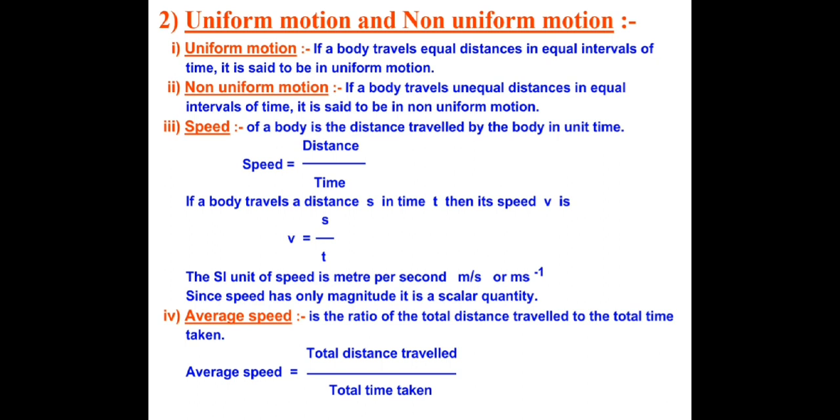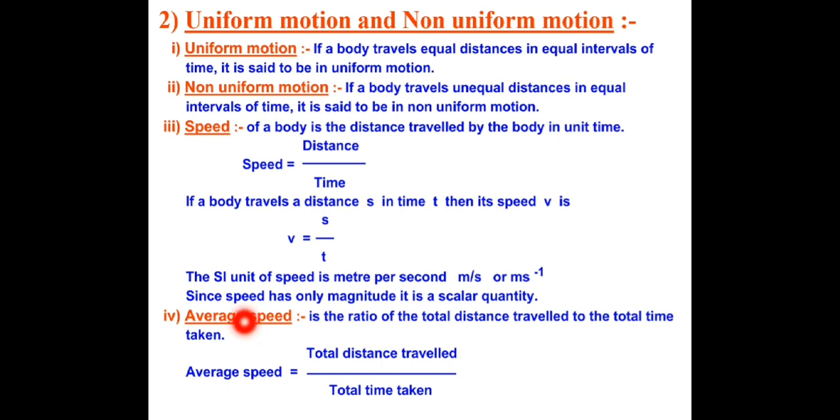If any object is covering equal distance, as in the example of an object moving along a straight line, it covers 5 meter distance in each second. In the first second it covers 5 meter, in the second second again 5 meter, in the third second again 5 meter, and in the fourth second 5 meter distance. So the distance is equal as well as the time interval is equal. So that is uniform motion.